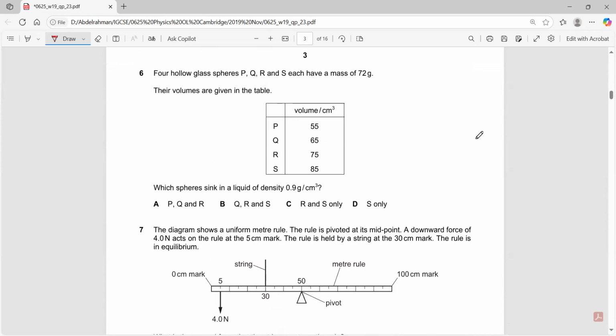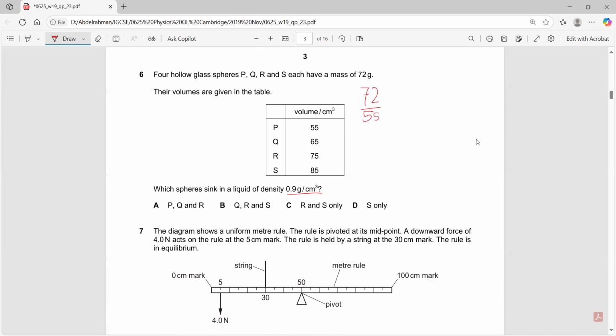4 hollow glass spheres have a mass of 72 grams. Their volumes are given. Which spheres sink in a liquid of density 0.9? Which of these can sink? First of all, you need to find the densities. Which of these densities would be larger than 0.9? So density equals mass over volume, 72 over 55. What's 72 divided by 55? This is 1.3. This would definitely sink.